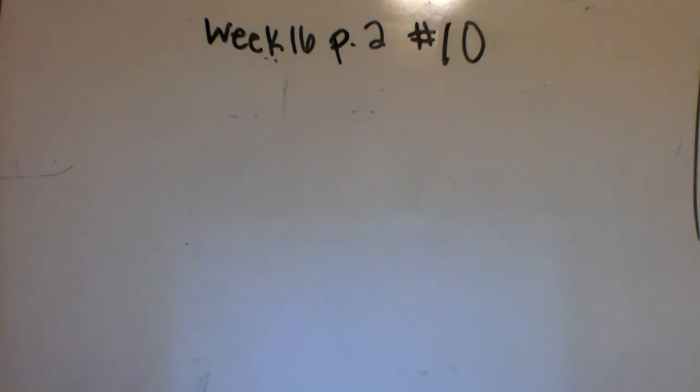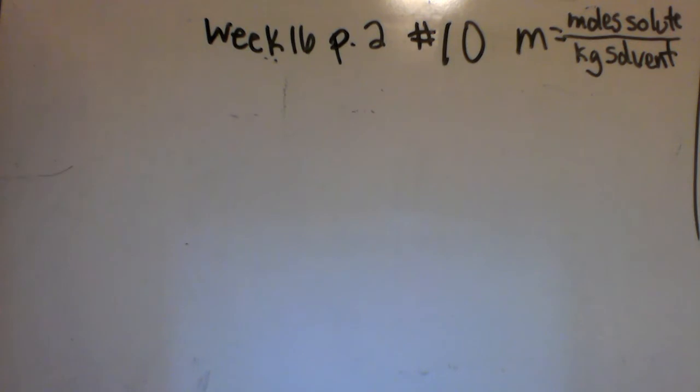We notice that the word molality is used. Molality is the one with 2 L's. L is closest to M. Therefore, we know it's going to be the one involving mass. Molality is moles of solute divided by kilograms of solvent.